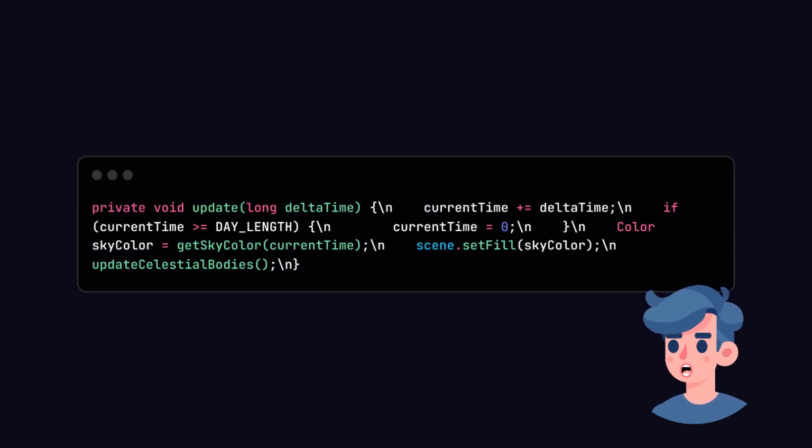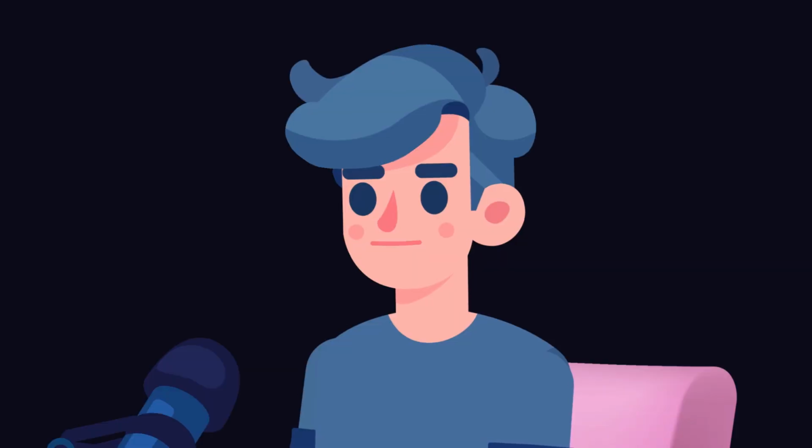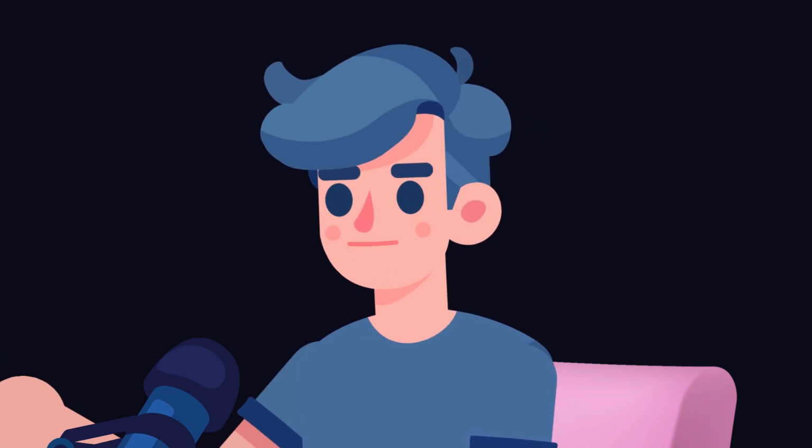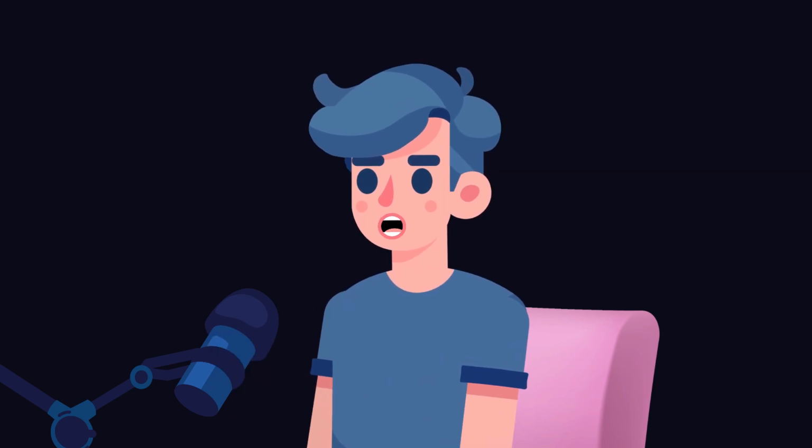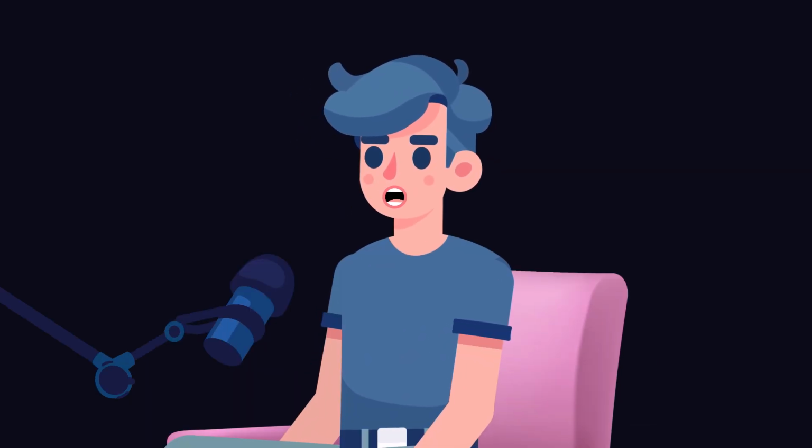Now, let's combine everything in the main game loop. We need to include both the sky color update and the celestial body movements. It's time to see our day/night cycle in action. Run the application, and you'll notice the sky changing colors and the sun and moon moving across the screen. Play around with the timing and colors to customize your cycle.